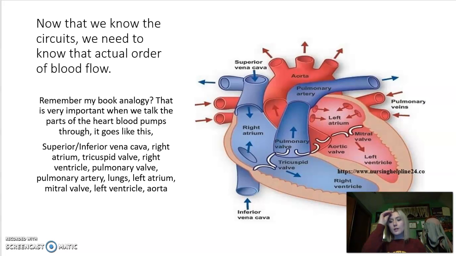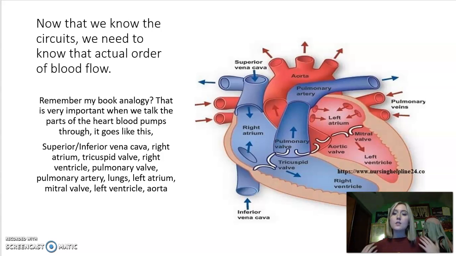So now that we know the circuits, it's good that we get a basic understanding of how blood actually flows through the heart. So remember back to my book analogy. That's very important when we talk about the parts of the heart that blood actually pumps through. It goes something like this. First, the blood will pump into the superior and the inferior vena cavas. That is how blood from the body will actually enter the heart.